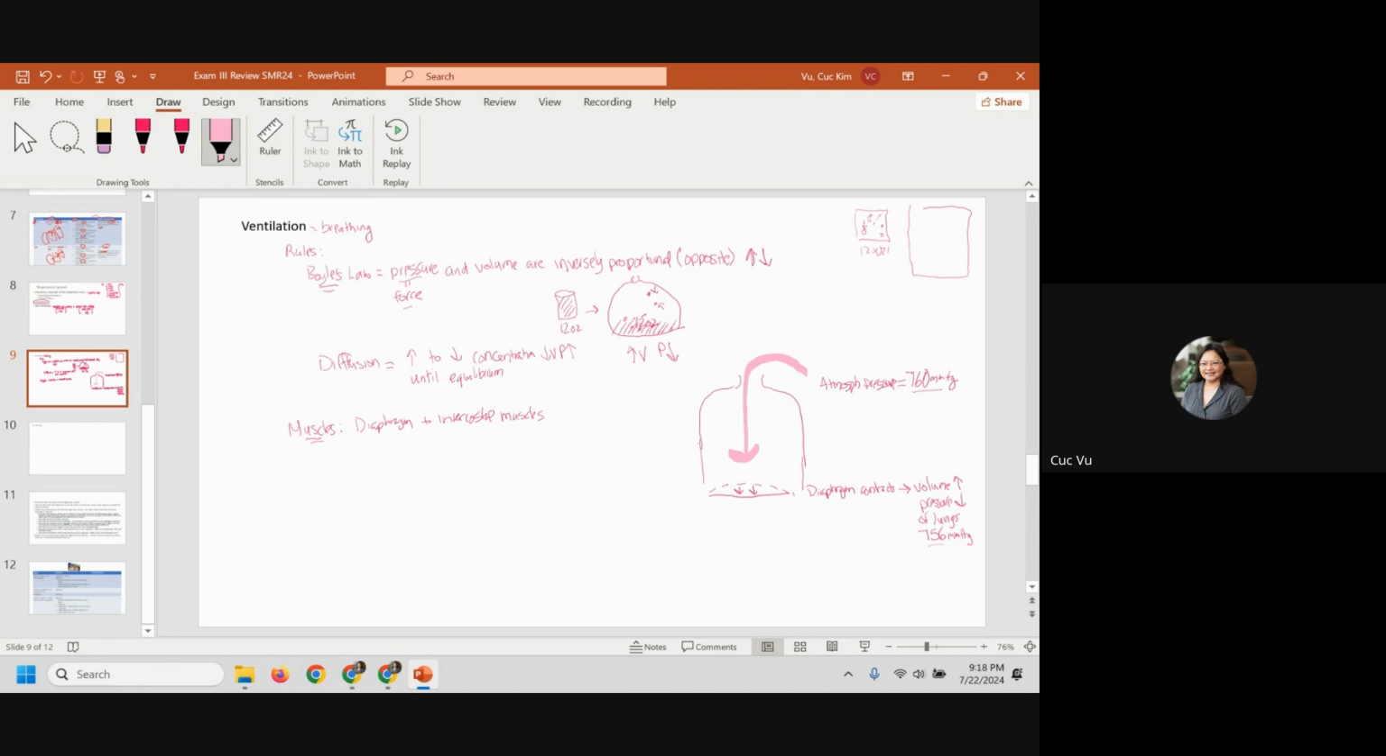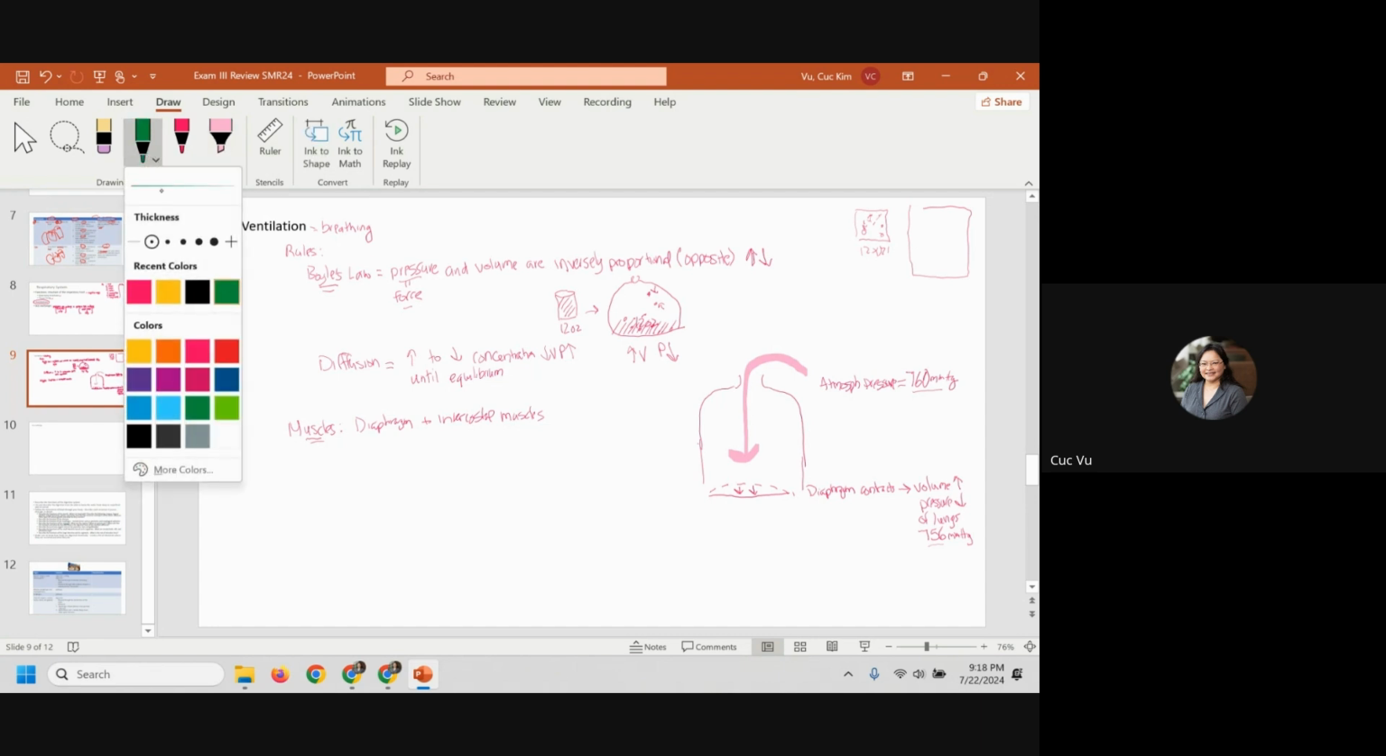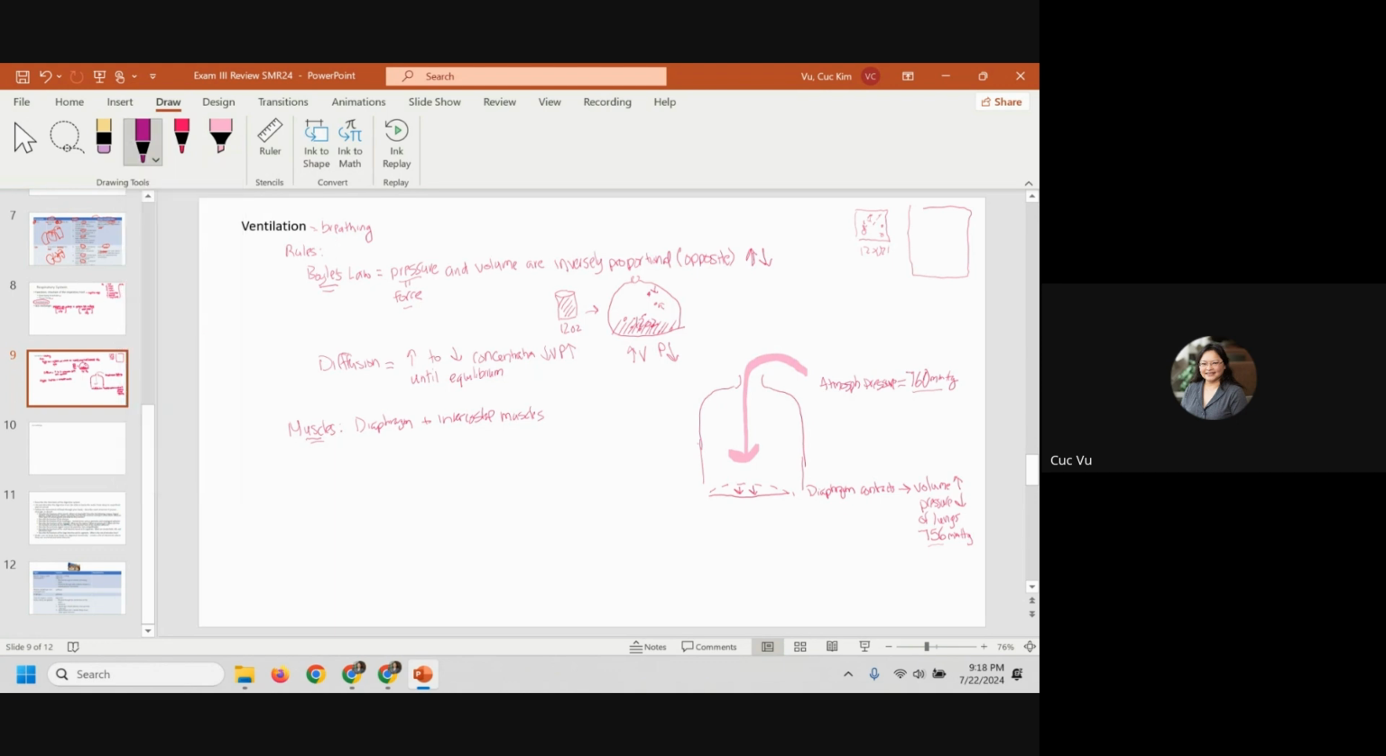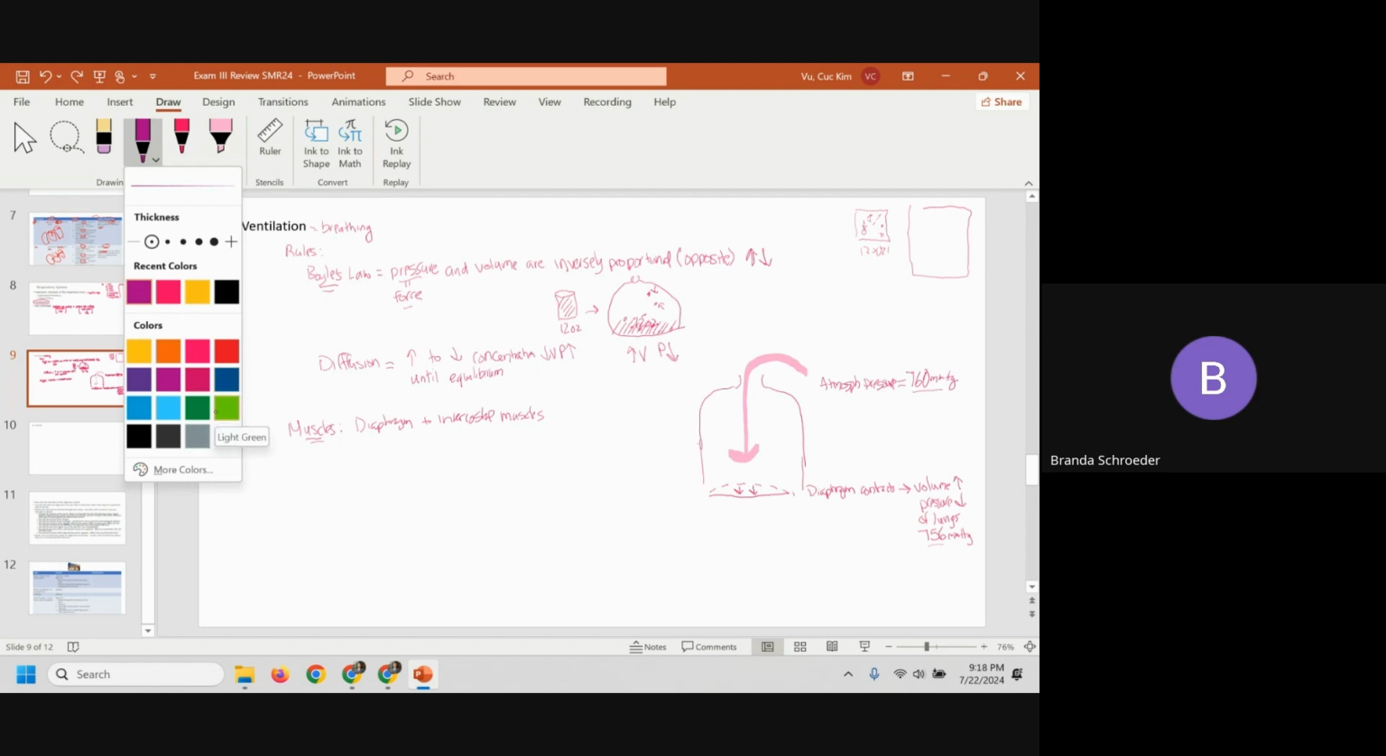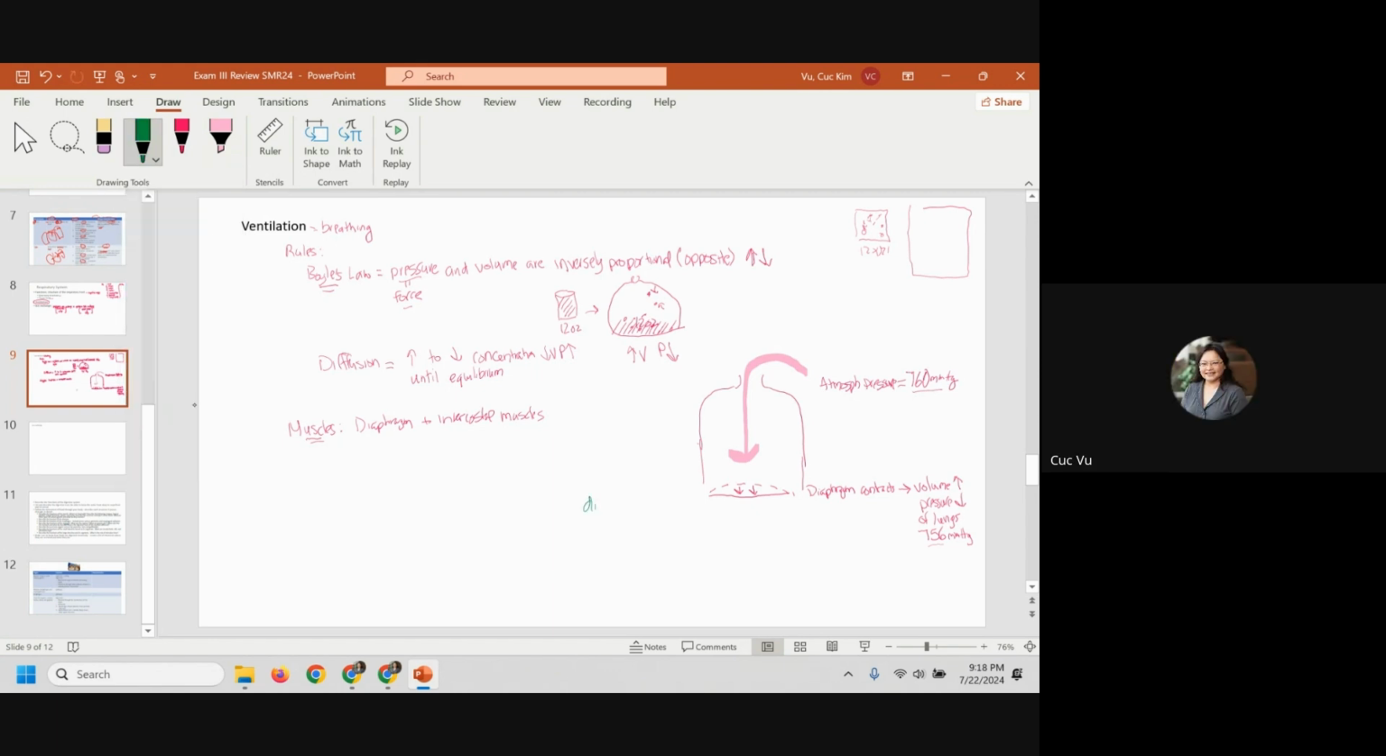Okay? So that's inspiration. Now in expiration, the diaphragm, instead of contracting, is going to do what? What's the diaphragm going to do? Relax. It's going to relax. And when it relaxes, does it get shorter or longer? Longer. That's right. So now it's going to get longer and it's going to push upwards even more.